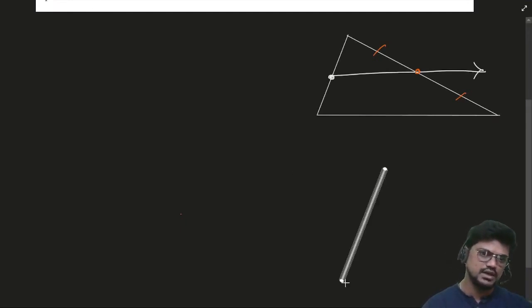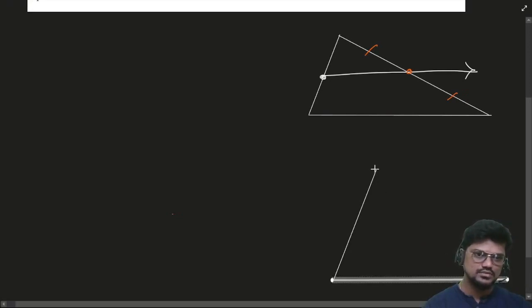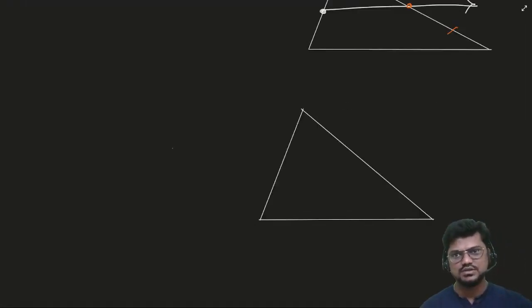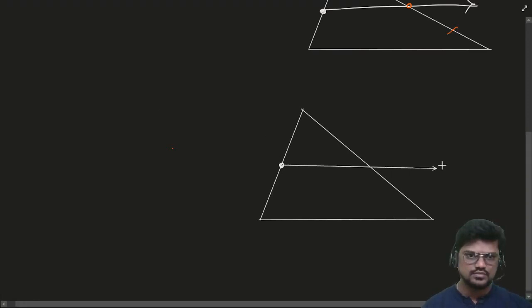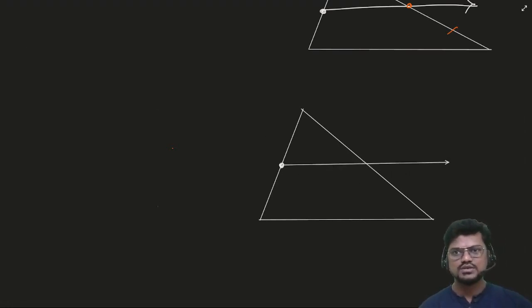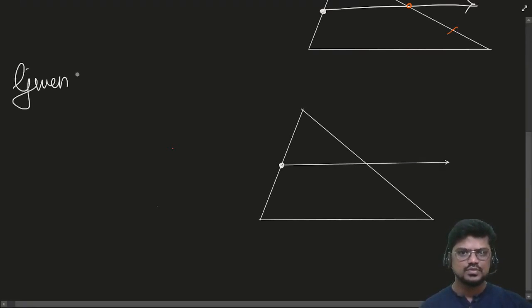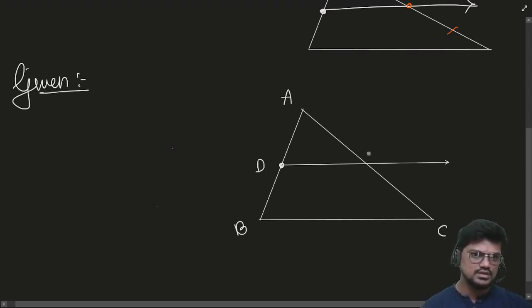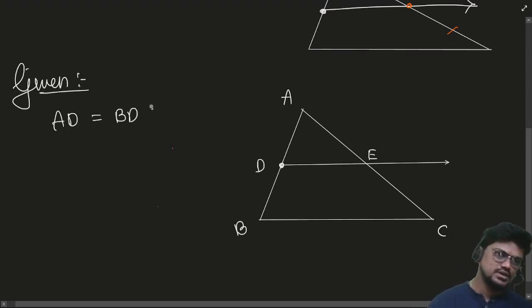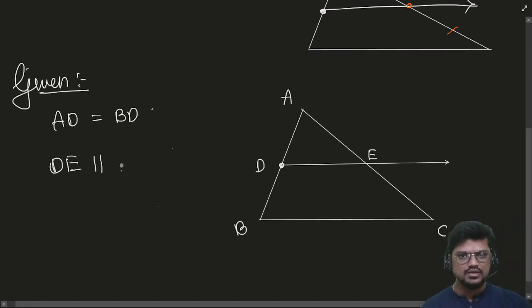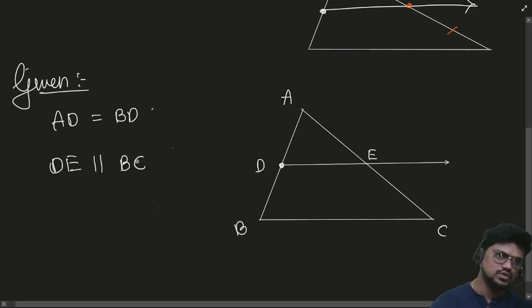Let us try to prove it. Suppose this is your triangle. Now what all things do we know in the given? If this is A, B, C, and this is D and this is E, we know that AD equals BD, because D is the midpoint. This was the given data to us. Also, what do we know? That DE is parallel to BC. These are the two things which we know already, right?